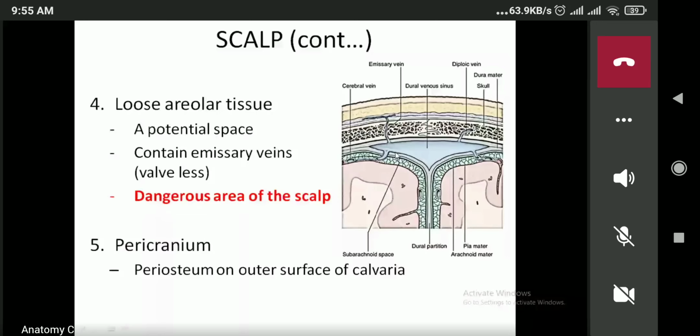Okay, so this fourth layer of scalp is considered the dangerous area of scalp because it can help in easy spread of infection from one part to another, from outside to the inner aspect of the skull.